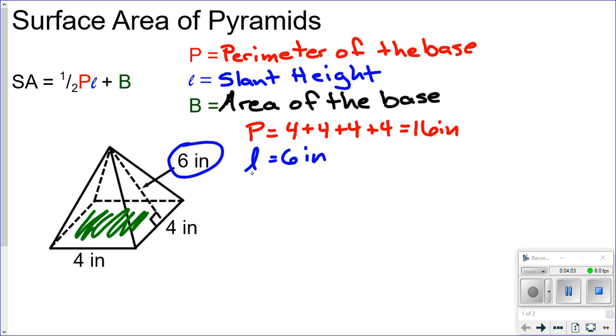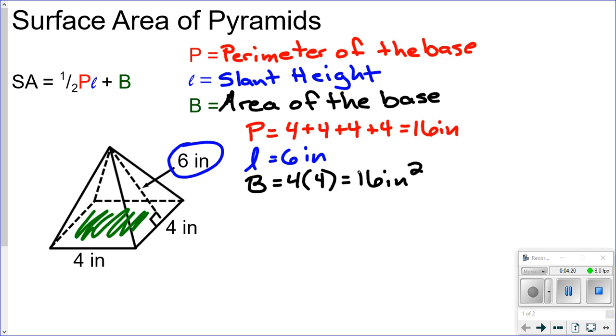And the last piece, what I call big B, the area of the base, is just the area of a square, so that's just 4 times 4. So 4 times 4, and I get that the area of the base is 16 square inches.